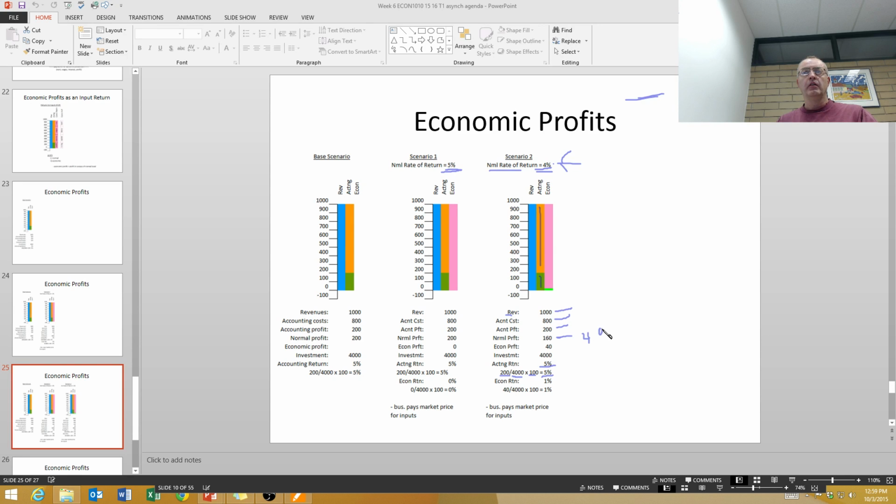That's 4% times $4,000 investment equals 160. So this business is still generating $200 in accounting profit, but only 160 of it is the normal profit. And so the difference between the total accounting profit and this normal rate of return in the industry is $40. So that $40 is the economic profit. So economists say this business is generating an economic return of $40, or in return terms, it's 1%. That's $40 divided by the $4,000 investment times 100 equals 1%. So we have a positive economic profit in this example. Okay, in the next example, we're going to do an example of an economic loss.